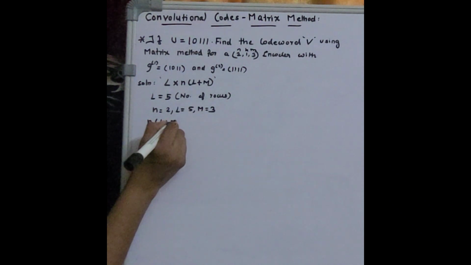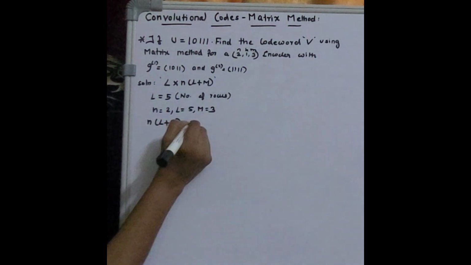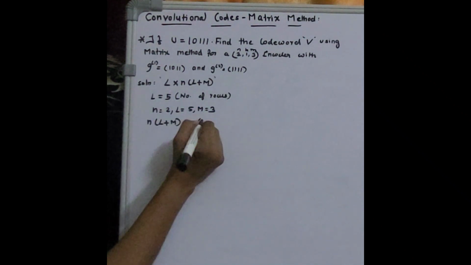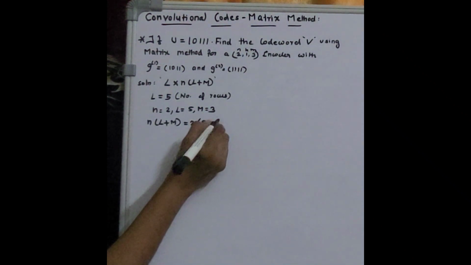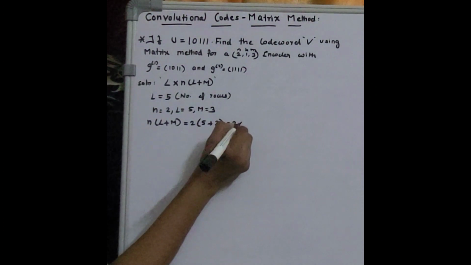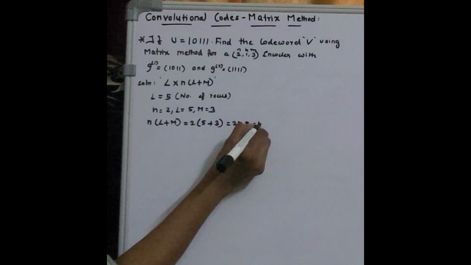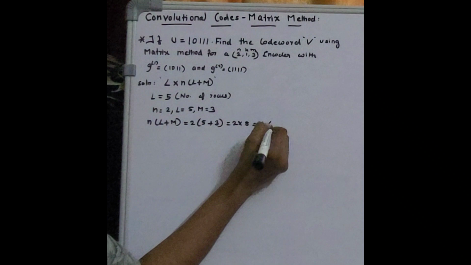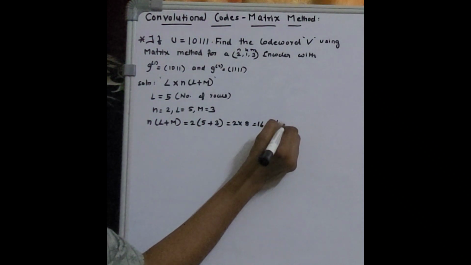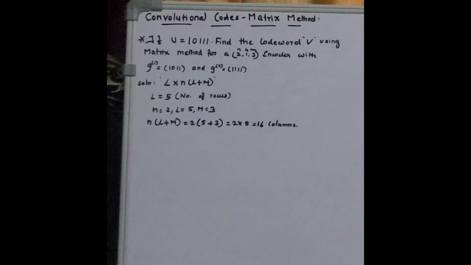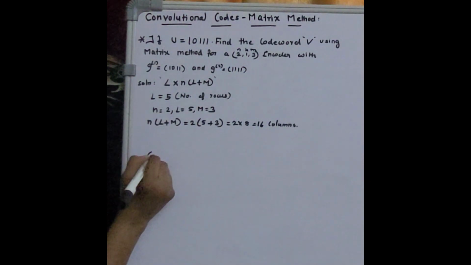n into l plus m. Here n is equal to 2, so 2 into (l plus m), which is 5 plus 3, equal to 2 into 8, which is equal to 16. So there are 5 rows and 16 columns. This is how we are finding the size of the matrix G.